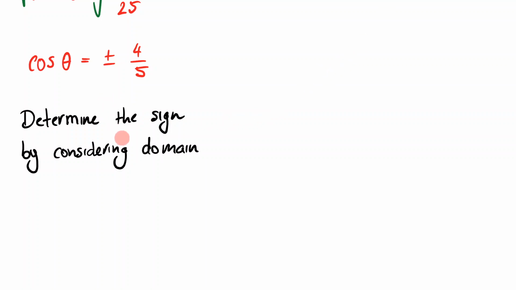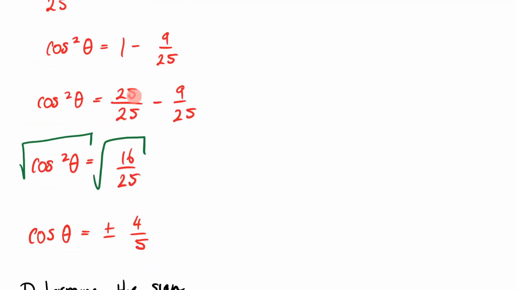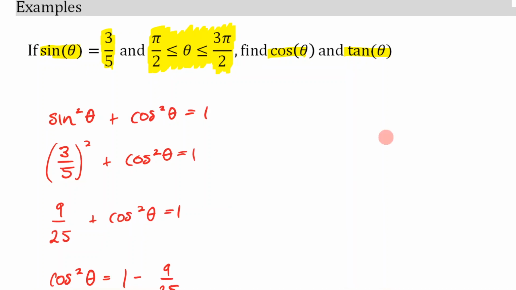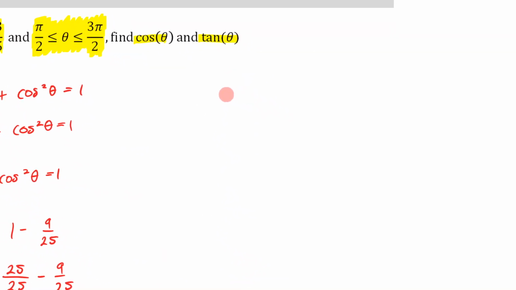So we need to consider the domain to figure out whether or not we're going to be plus or minus here. So let's scroll back up and let's look at our domain. So here is our domain right here. It is this: pi on 2 is less than theta is less than 3 pi on 2. Okay, so let's actually draw this out just to help us out.